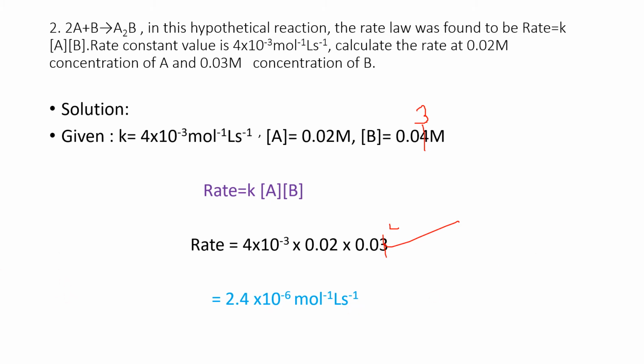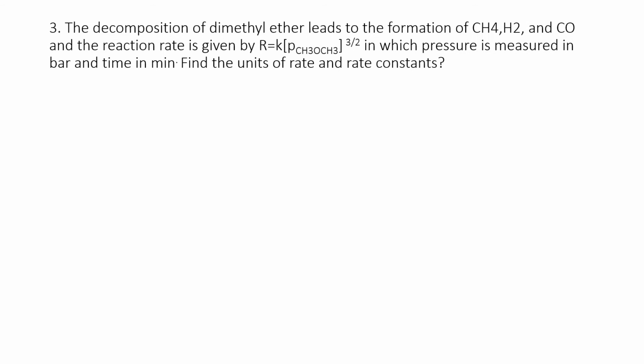Okay, the next sum, it's a simple one. And the third one is the decomposition of dimethyl ether leads to the formation of CH4, H2 and CO, and the reaction rate is given by rate is equal to rate constant times the partial pressure of dimethyl ether to the power of 3 by 2, in which the pressure is measured in bar and time in minutes. Find the units of rate and the rate constant. They are asking only the unit of the rate and the rate constant.